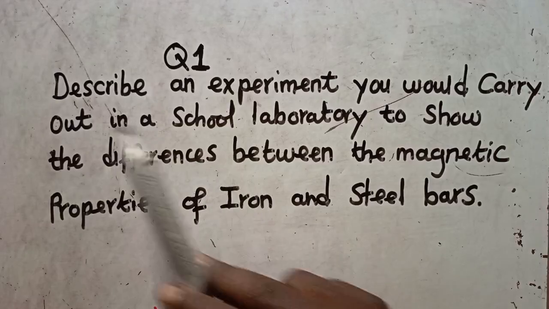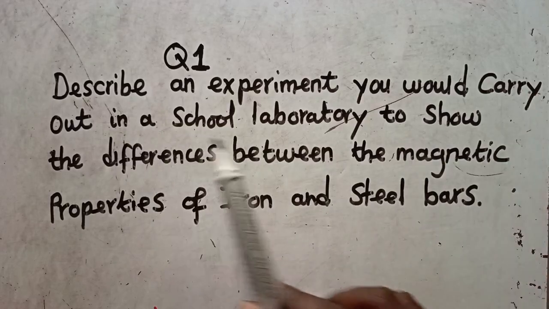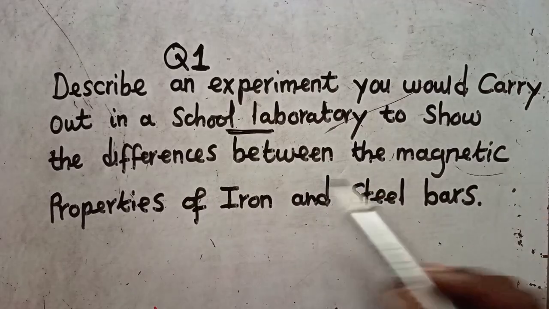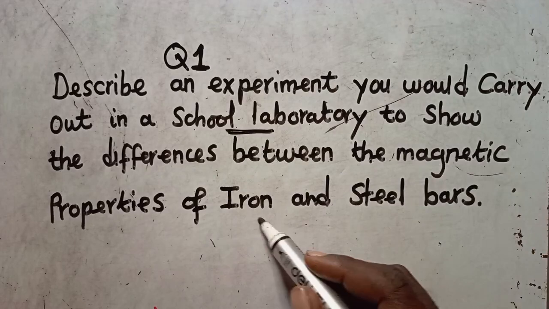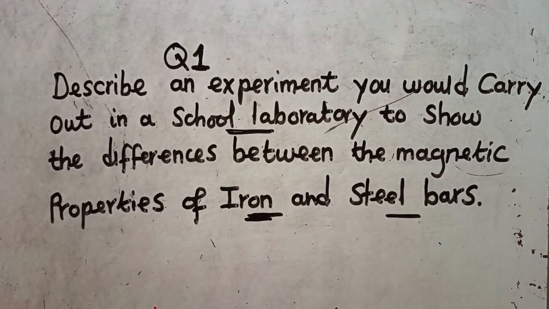The question is saying, describe an experiment you would carry out in a school laboratory to show the differences between the magnetic properties of iron and steel bars. So they want you to carry out an experiment you can perform in your school labs. This question is so simple.